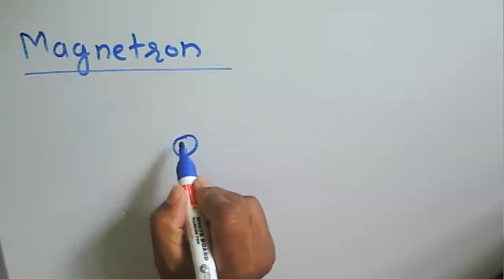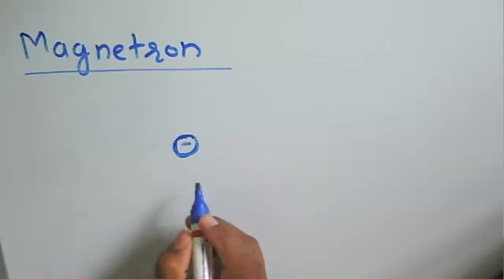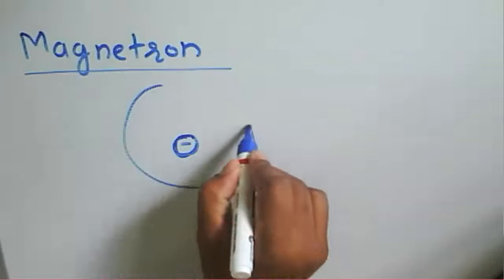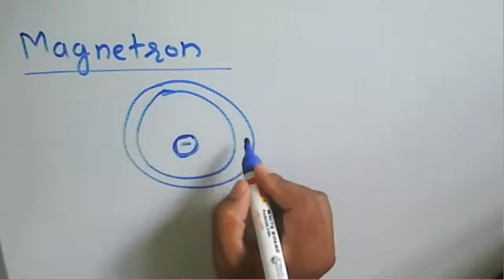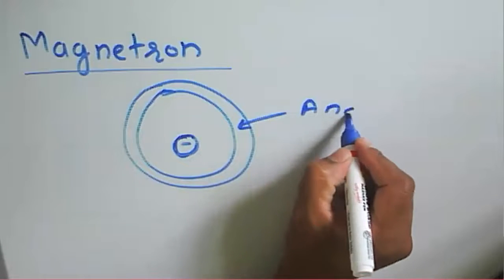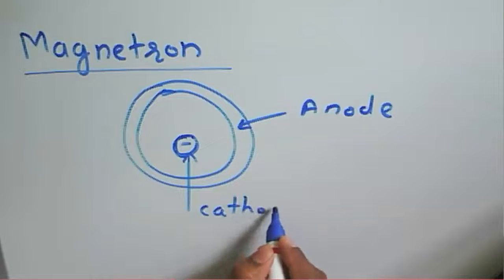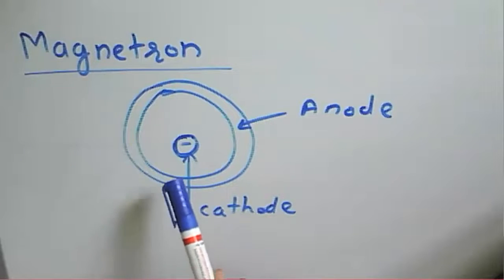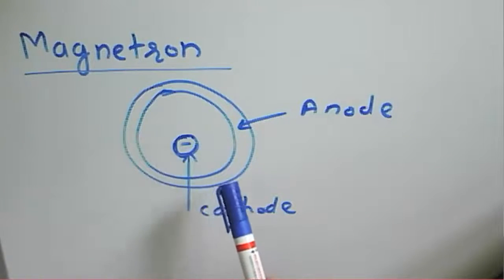For that purpose we should first know the basic principle of a tube. It has a cathode, and that cathode emits the electrons. Around this cathode is the anode. This one is the anode, and this one is the cathode. In general, the cathode emits the electrons, and the velocity of the electron depends upon how much DC voltage is applied to the cathode.